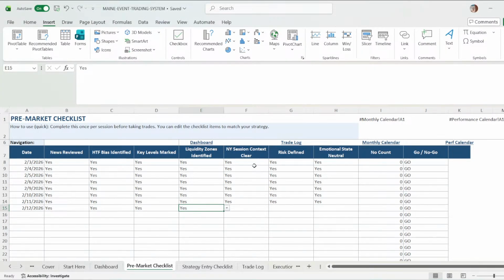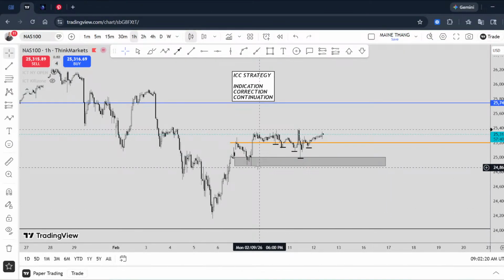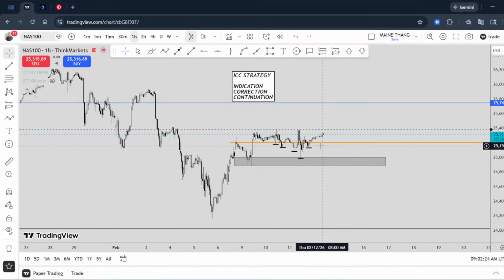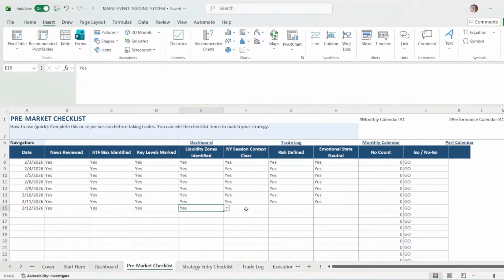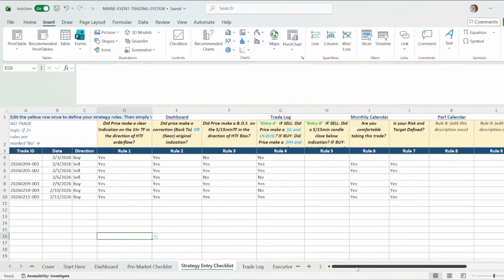New York session context clear. Yes, it is. Again, we got our indication on the 1 hour. We got our correction. So now we're looking for a continuation. Risk identified. You guys always risk 10%, sometimes half of that, depending on if I'm in a negative or not. And emotional state is there. Yes. So now we can go to our strategy entry checklist.